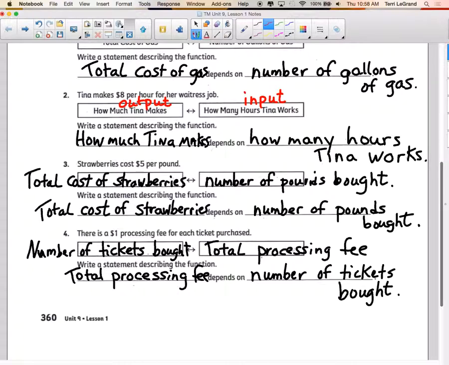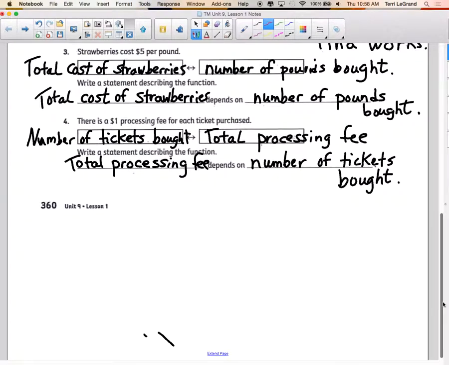What is the input in number 4? And what's the output? Total processing fee, number of tickets bought. Total processing fee. Okay, it does depend on it. That's right, we wrote that. So what's the input and what's the output? Is the number of tickets, okay, let's go above the boxes here. Is the number of tickets the input or the output? And is the total processing fee the input or the output?